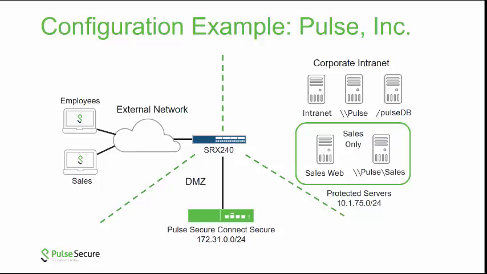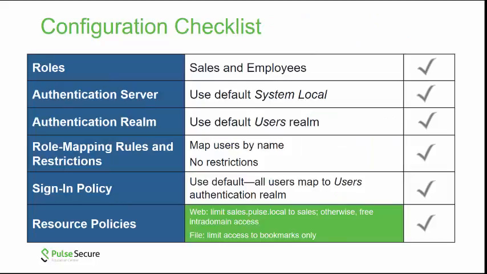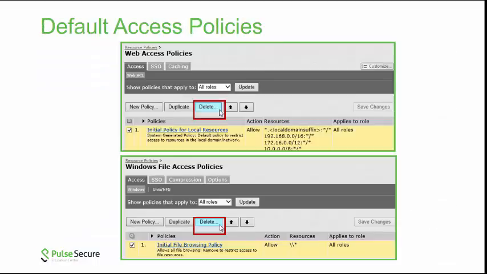Similarly, we want to restrict any file server access to specified servers only. For example, we do not want employees scanning the network looking for the payroll server to give themselves a raise. Using our Pulse Inc. example, we update our configuration checklist with our resource policies that we are looking to add.